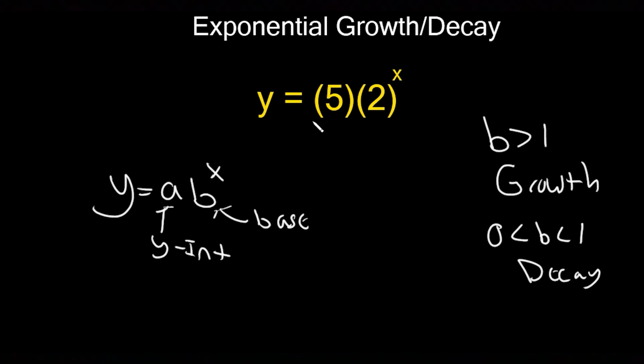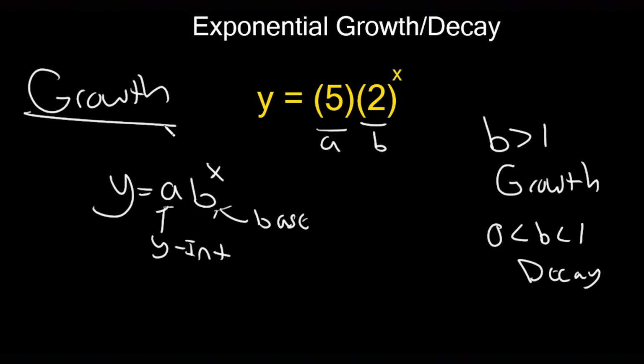I can clearly see that my y-intercept is going to be 5, right? That's right here. Here's my a. And then my base is 2 right here. And so I can clearly see that I'm going to have exponential growth because b is greater than 1. So on this exponential here, we are going to have growth. I'll go ahead and put that. We have growth here, right? Exponential growth. All right, let's go ahead and try another example.